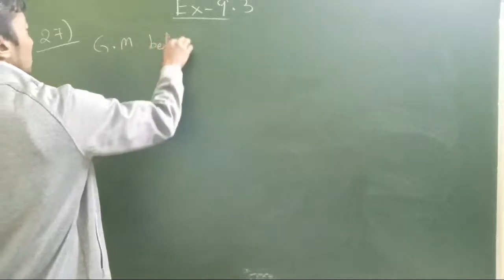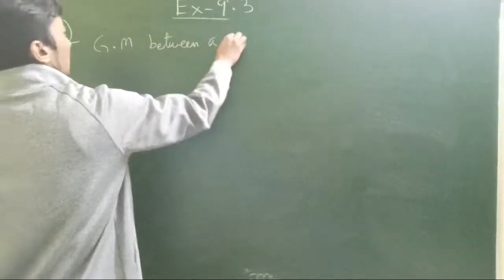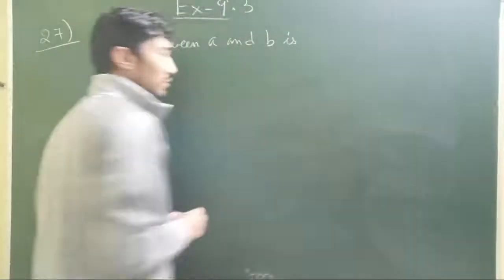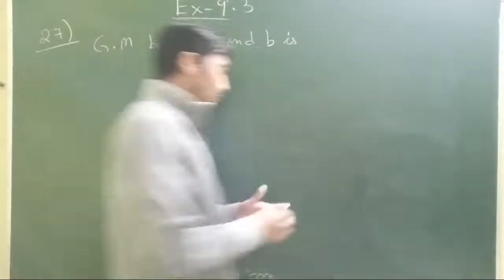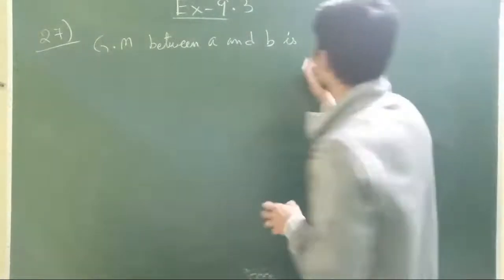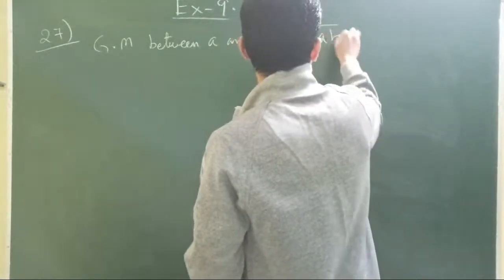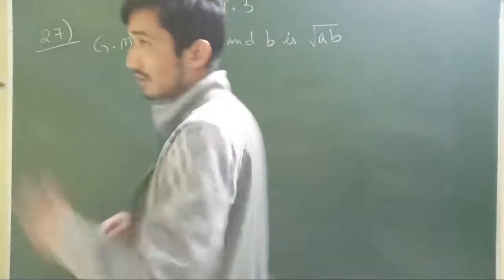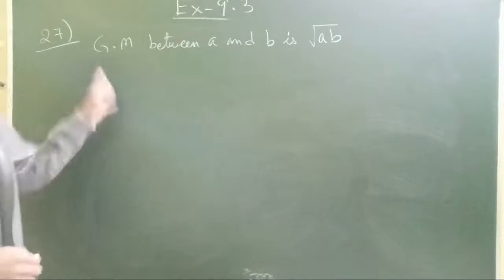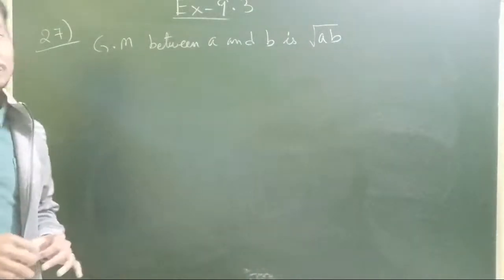Geometric mean between A and B is what? What is the geometric mean between A and B? The geometric mean concept I gave you already, so I will not discuss that. In the previous video, in the introduction video, geometric mean concept is already discussed. So the geometric mean between A and B is root over of A into B.